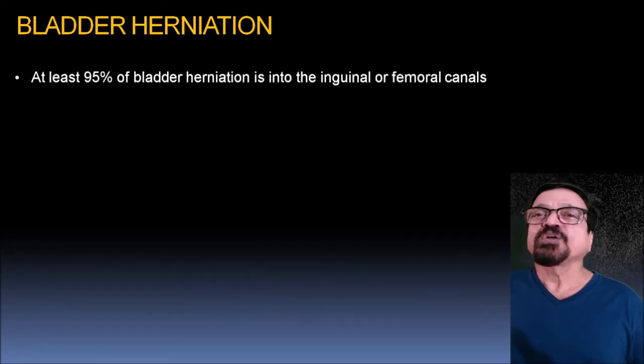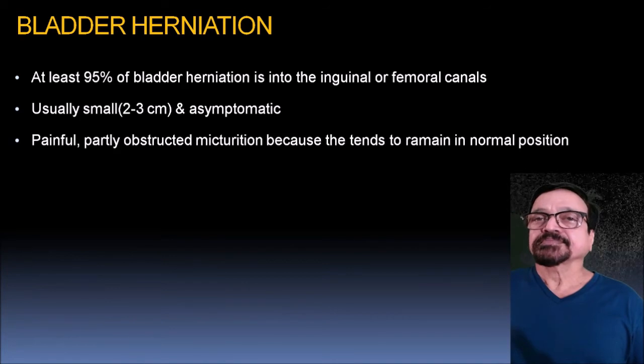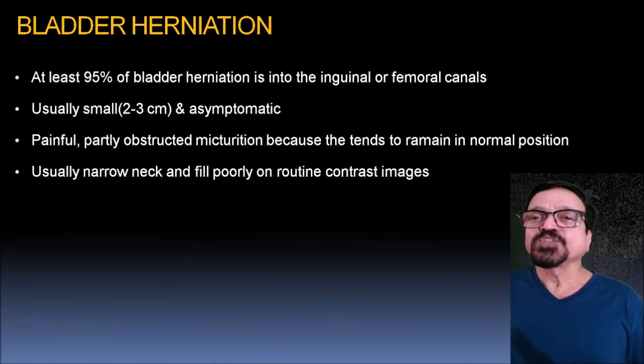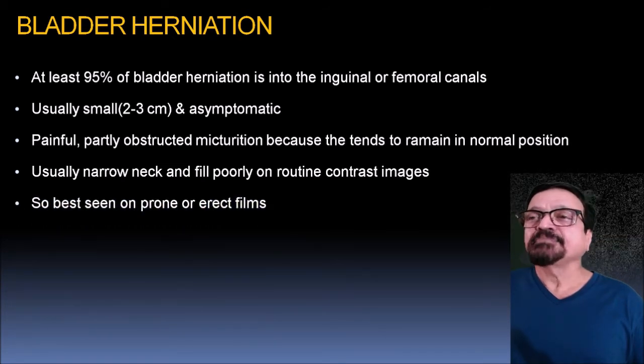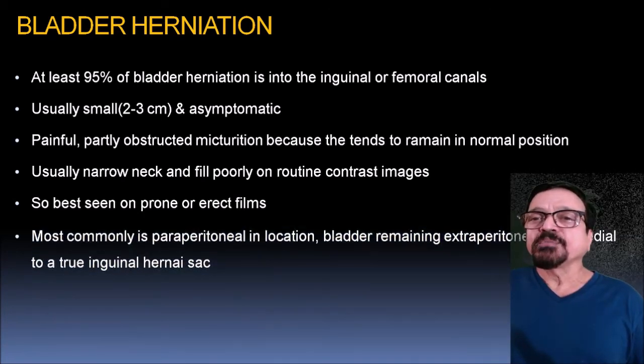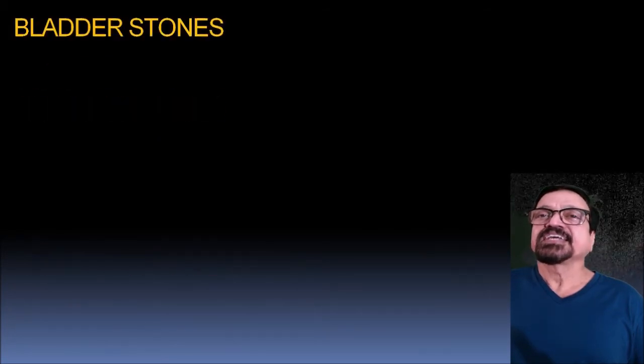Now bladder herniation. In almost 95% of cases, bladder herniation is in the inguinal or femoral canal. Usually smaller and asymptomatic, it may be painful or cause partially obstructed micturition. The hernia tends to remain in normal position, usually has a narrow neck and fills poorly on routine contrast imaging, and they may not be diagnosed. So best seen on prone or erect films. Most commonly it is paraperitoneal in location, the bladder remaining extraperitoneal and medial to the true inguinal hernia sacs.